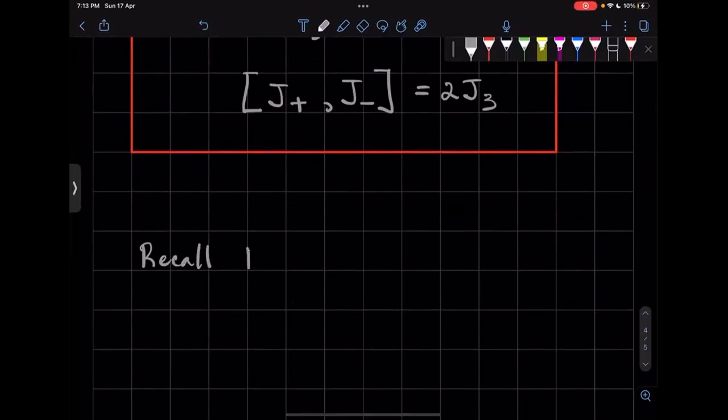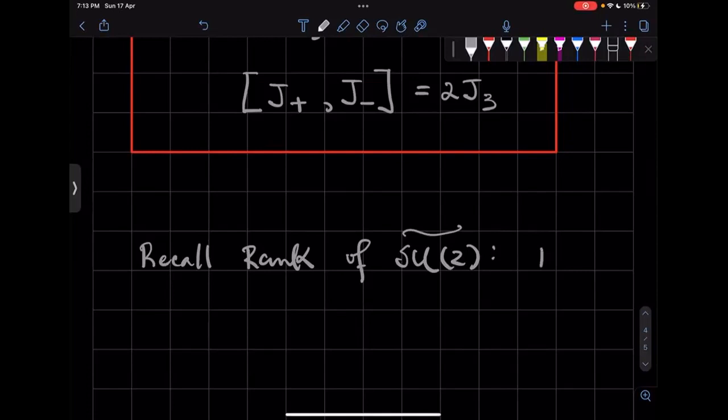what the rank of SU2 is. Does anyone recall what the rank of SU2 is? One. Yes, one. Right. So Fiza answered this last time too. Was that you, Fiza?